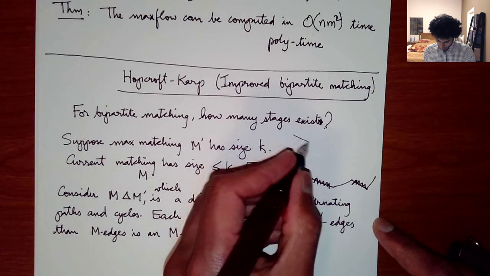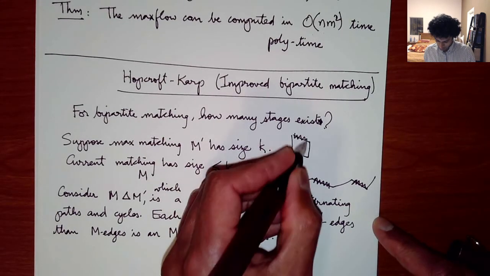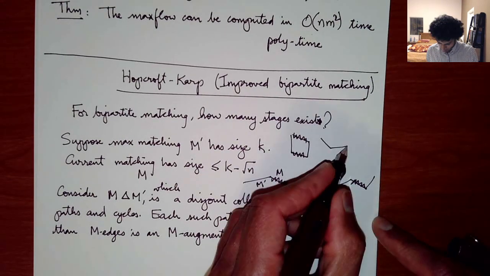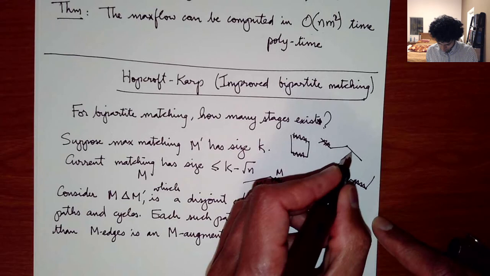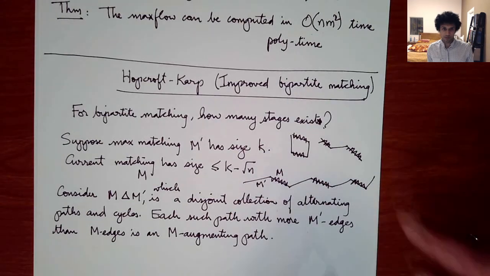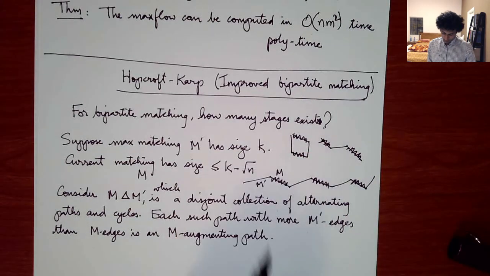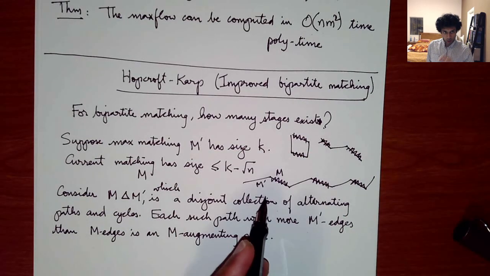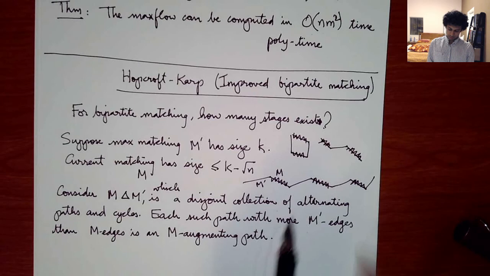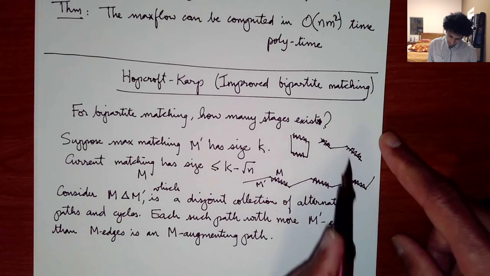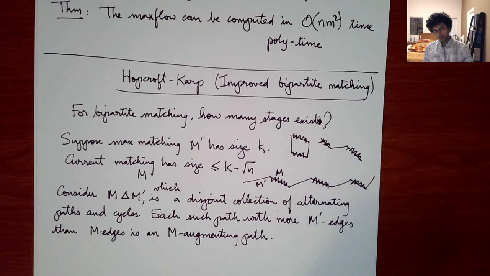So what you have is a collection of cycles and alternating paths which may also do the opposite. These are the three types of alternating paths and cycles we have. We have one of them where there's one more M' edge than an M edge. We have the cycles where the number of M and M' edges are equal. And then we have the other kind where the number of M' edges is one less than the M edges.